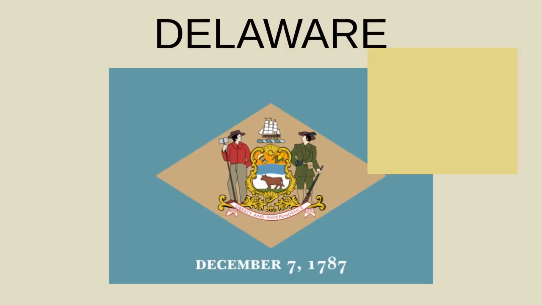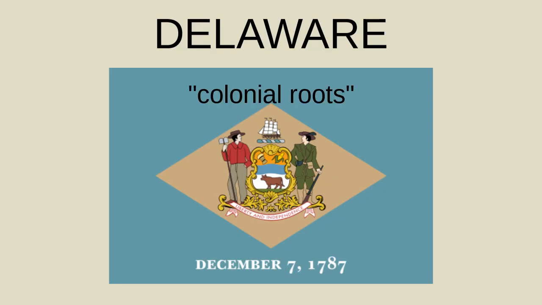Adopted in 1913, the Delaware flag consists of a blue field with a buff diamond in the center, the state seal in the center of that diamond, and the words December 7th, 1787 on the bottom. So, I could not find anything about the history of this flag, just that it was adopted in 1913 and had a lot of colonial roots. The field is officially stated to be colonial blue, with the diamond being the color buff.